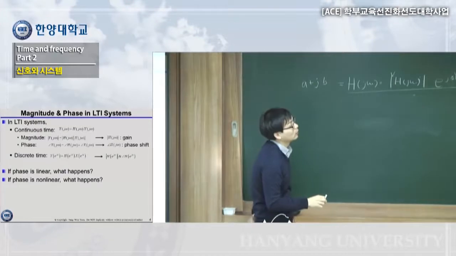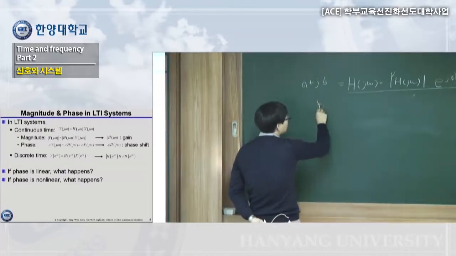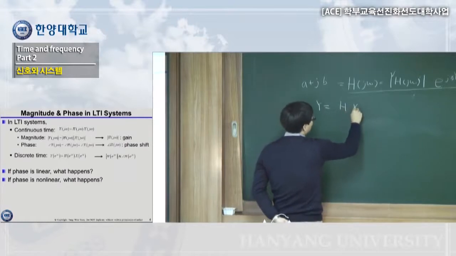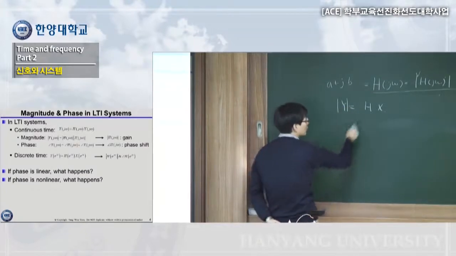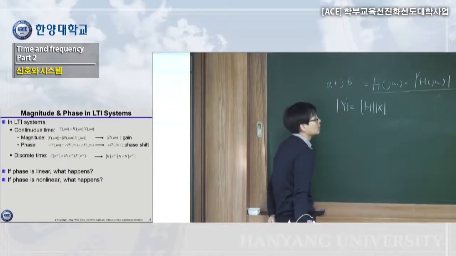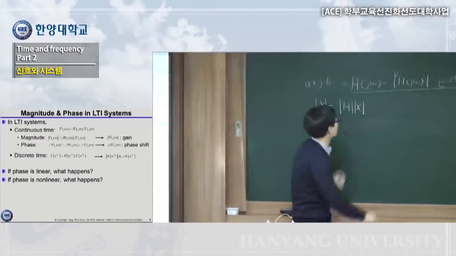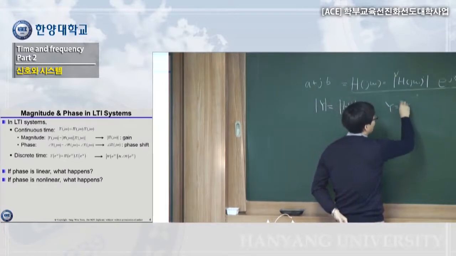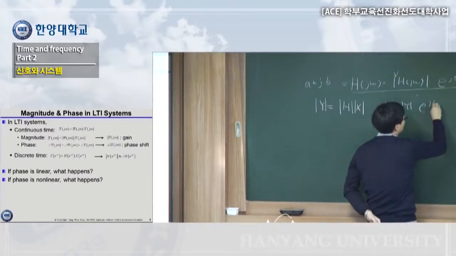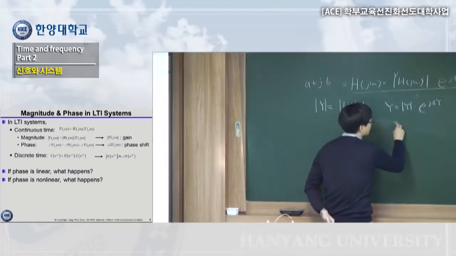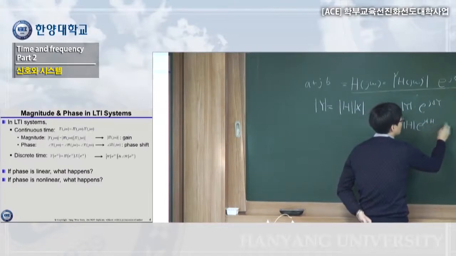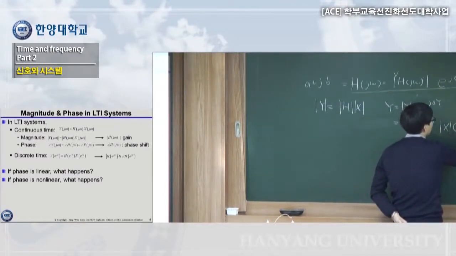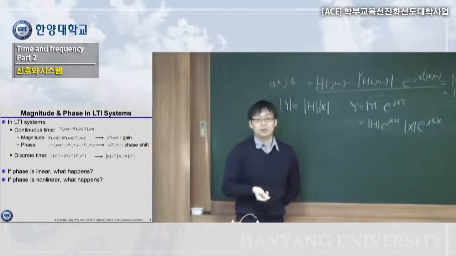So our amplitude, which is for y, is given like this. The amplitude of this will be what? The amplitude of this and the amplitude of this. Because if you think about this relationship, y, which is the y amplitude times e^(j phase of y), equals H times X. So the amplitude of H, e^(j phase of H), multiplied by the amplitude of X, e^(j phase of X). That's what we are talking about.